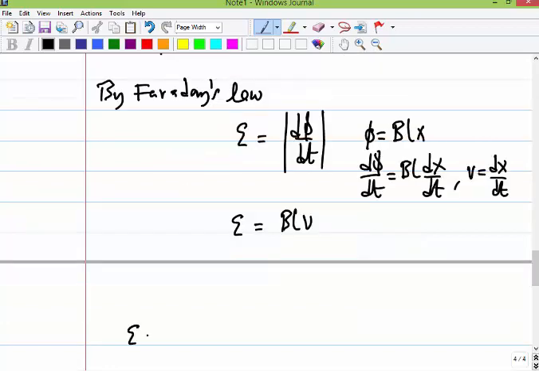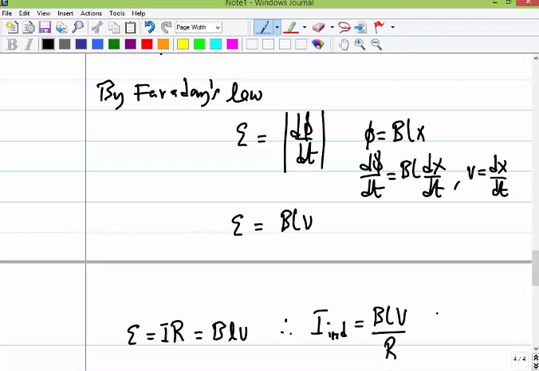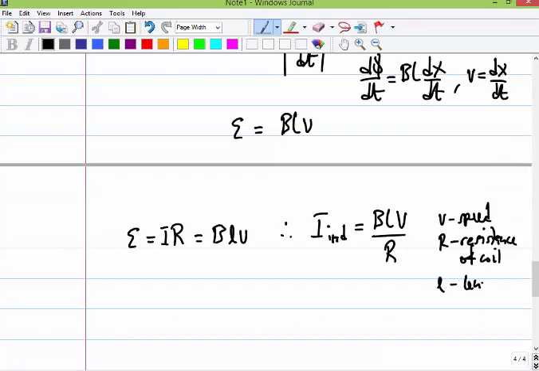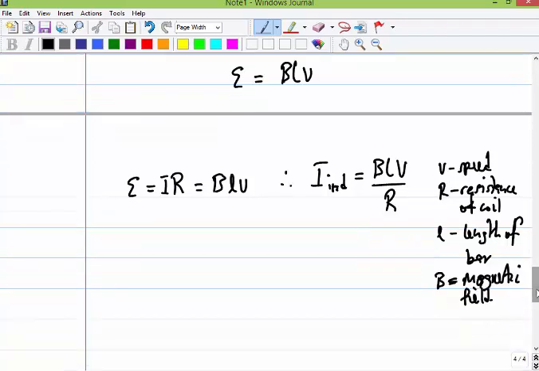Since the EMF is equal to the induced current times resistance, this should be equal to BLV. Therefore, the induced current is equal to BLV divided by R. V is speed, R is the resistance of the coil, L is the length of the moving bar, and B is the field strength. This result is the same as what we had a few chapters ago with motional EMFs. So you can see that we can get the same result using Faraday's law.